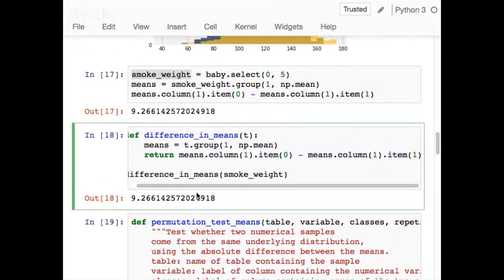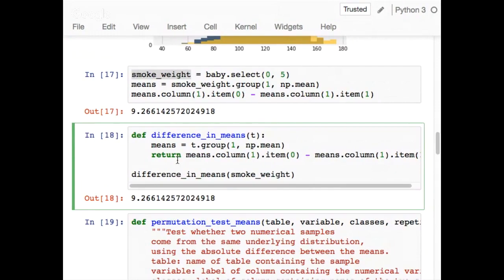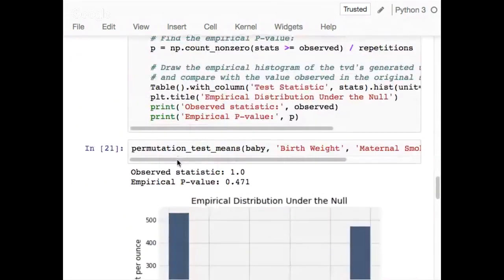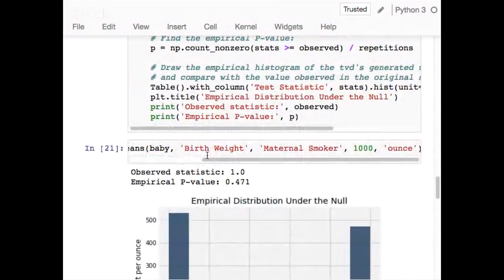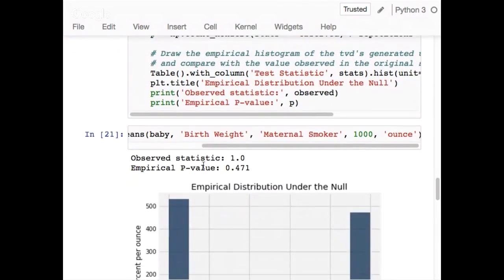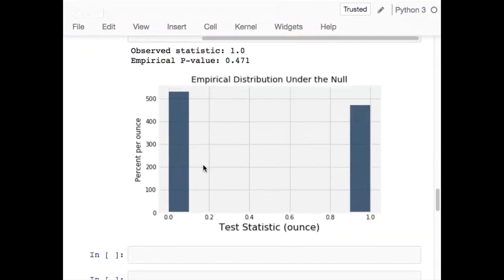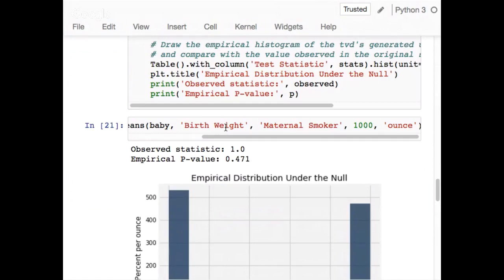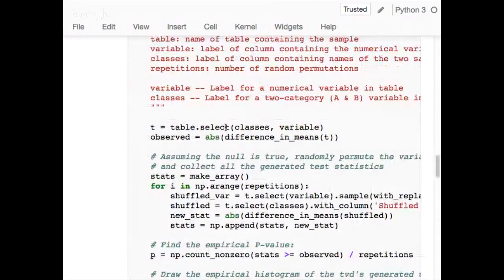Oh, wait. Baby, birth weight, maternal smoker. Puzzling. Strange.